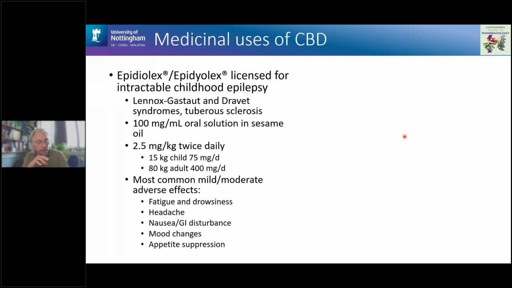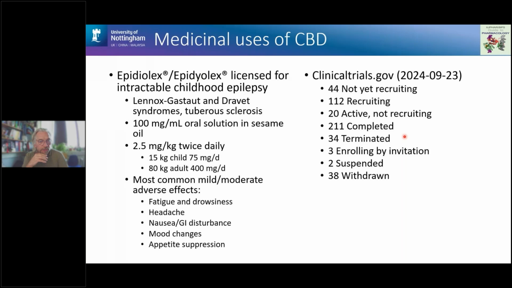And when people have followed these up, looking for the adverse effects, most of them are fairly mild and moderate. Things like fatigue and drowsiness, occasional headaches, nausea, GI disturbance, and that's quite what you'd expect with an oral administration of something which is poorly absorbed. Occasional mood changes and appetite suppression. But generally, these are mild and tolerable.